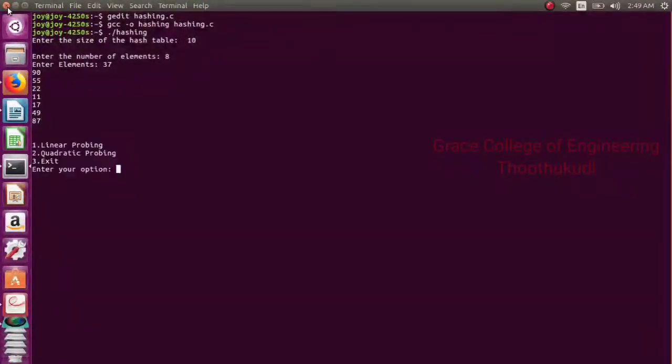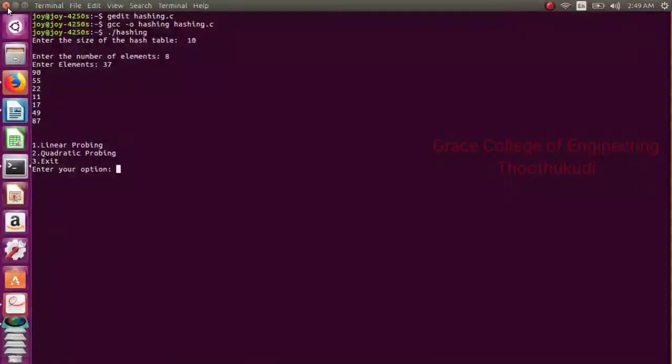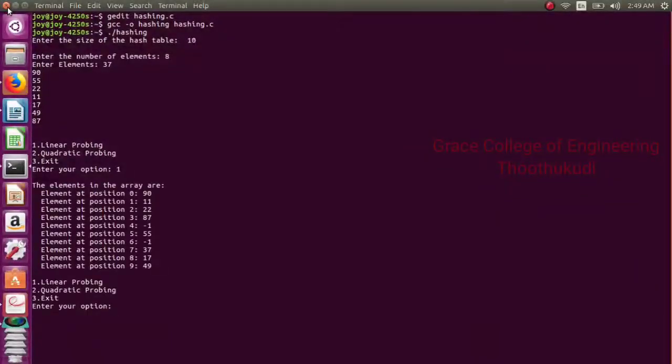After that we have two choices, linear probing and quadratic probing. These two come under the open addressing collision resolution technique. Here I give the choice 1, so I am producing the linear probing output. Let's see how the output comes. In linear probing, our hash table size is 10.